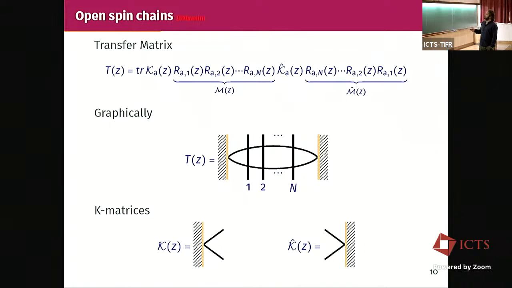So you have one monodromy going to the right, then you bounce at the wall. So these are these reservoirs. Then you go back, and then you bounce again at the other wall. So these K matrices have these diagrammatic expressions.